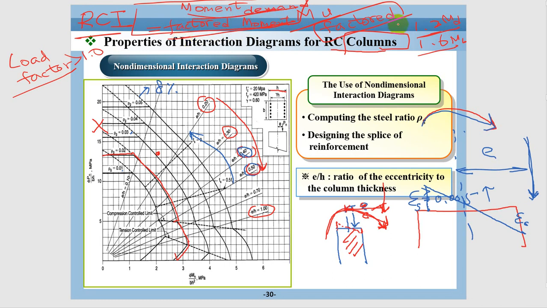So factored moment includes a load factor which is greater than 1. Why? Make sure that we are having a safe design. So we increase the load. Right? Whereas we decrease what? We decrease the capacity. And we have to multiply phi factor. Right? What is phi factor? Again, this is the review. Phi factor is strength reduction factor.